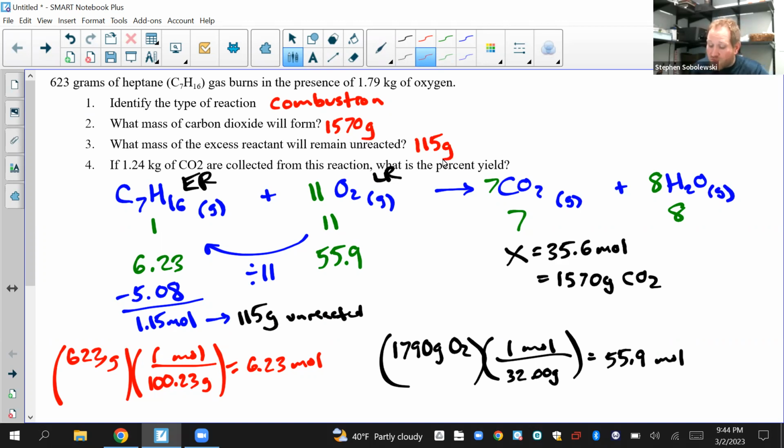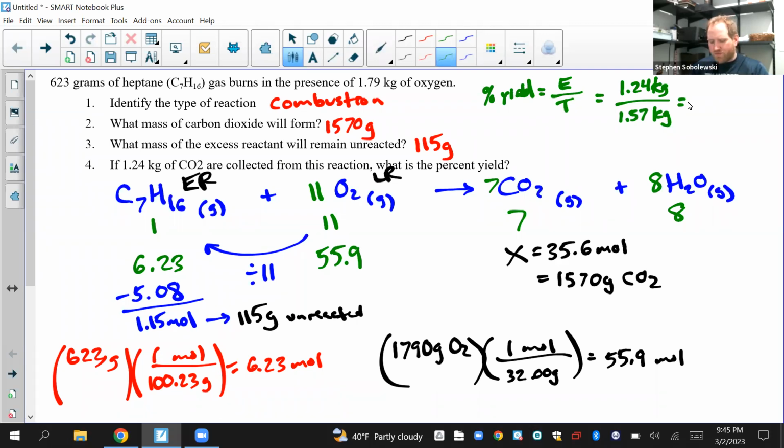All right, last part. If 1.24 kilograms of CO2 are collected, what's the percent yield? So obviously, if we're collecting CO2, we're looking for percent yield of CO2. Well, percent yield is experimental yield over theoretical yield times 100. Experimental means how much you collected, and according to this problem, we collected 1.24 kilograms. Theoretical is how much was supposed to form. Now, we already calculated that. 1570 grams. Now the units obviously have to match, so we'll call this 1.57 kilograms. You can make them both grams, get the same answer.